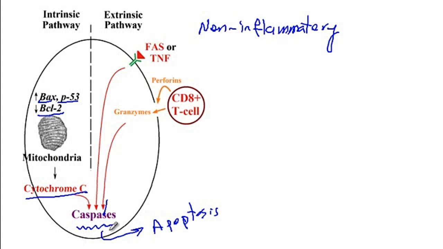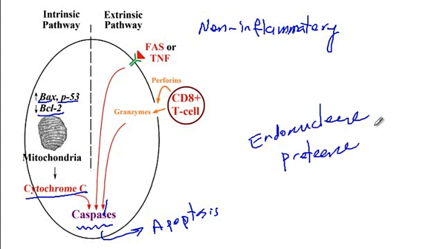And then caspase will lead to the breakdown of DNA and cytoskeleton by activation of the endonuclease as well as pro-apoptotic enzymes. And that concludes the discussion of the apoptotic pathways.